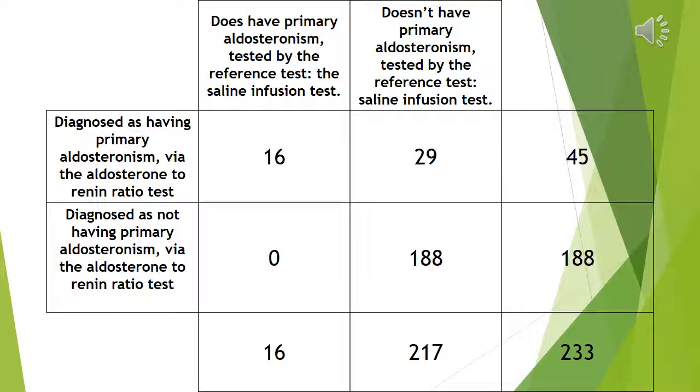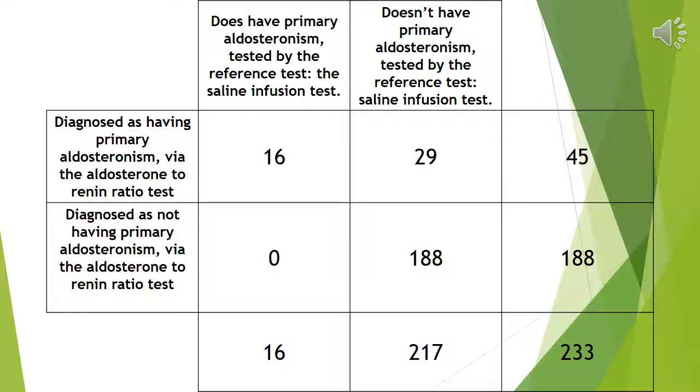This bottom left box is the number of patients that did have primary aldosteronism but were not diagnosed to have it by the ratio test. But we just mentioned that all accurate diagnoses were all diagnosed by the ratio test, so this value is 0. It was reported that 188 patients weren't diagnosed with primary aldosteronism by either test, so this goes in the bottom right here. So what do these values mean?